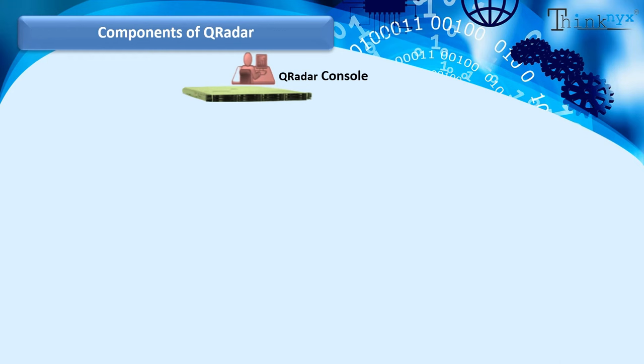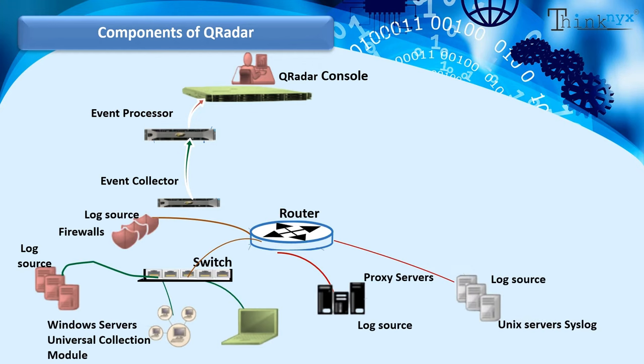QRadar Console provides the QRadar user interface, real-time event and flow views, reports, offenses, asset information, and administrative functions. QRadar Event Collector collects events from local and remote log sources and normalizes raw log source events to format them for use by QRadar. The event collector bundles or coalesces identical events to conserve system usage and sends the data to the event processor.